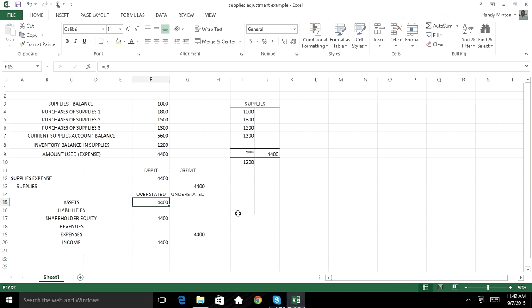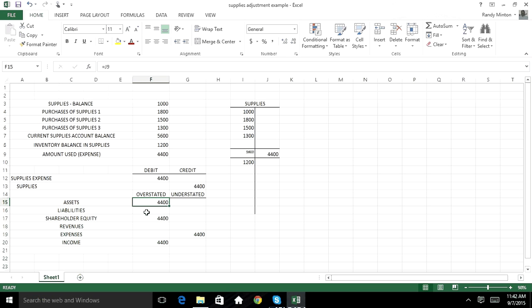Well, in this case, we overstate if we don't make the adjustment, because remember, what we actually have here is $1,200. What we're showing is $5,600. So if we don't make the entry, we actually overstate the amount that we have in office supplies by $4,400.